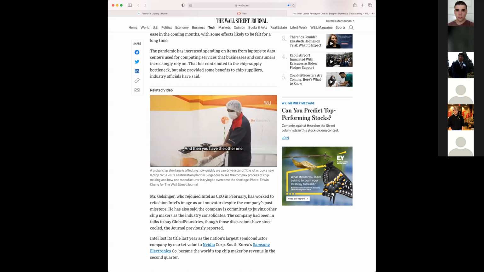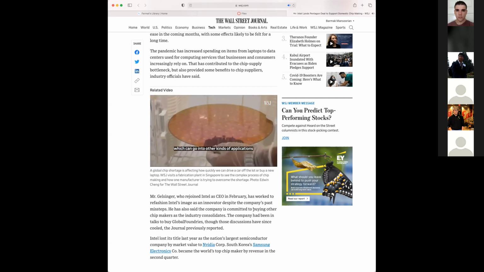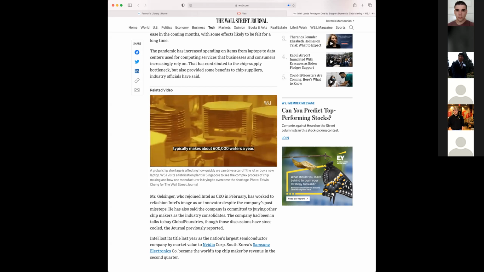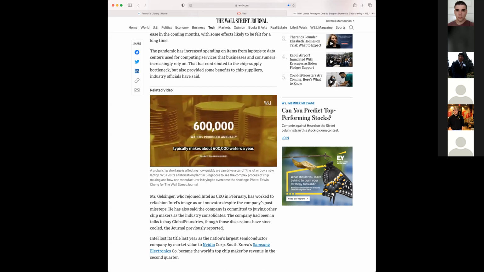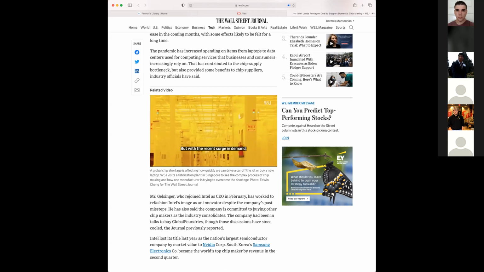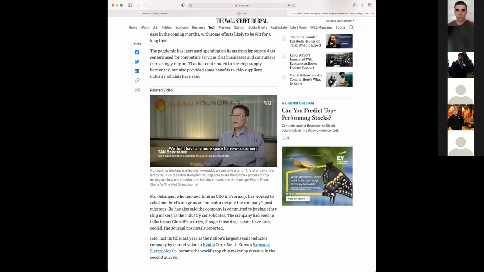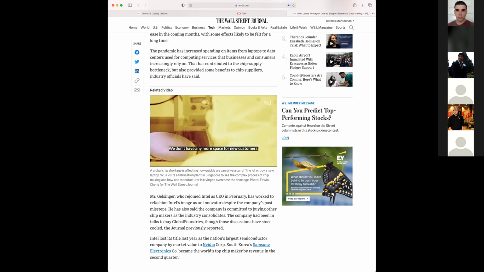And then you have the other one, which is the bigger die wafers, which can go into other kinds of applications like computer processing chips or electrical appliances. Global Foundries says its fab in Singapore typically makes about 600,000 wafers a year. But with the recent surge in demand, it's making around 120,000 more. This whole year is fully booked up. We don't have any more space for new customers.